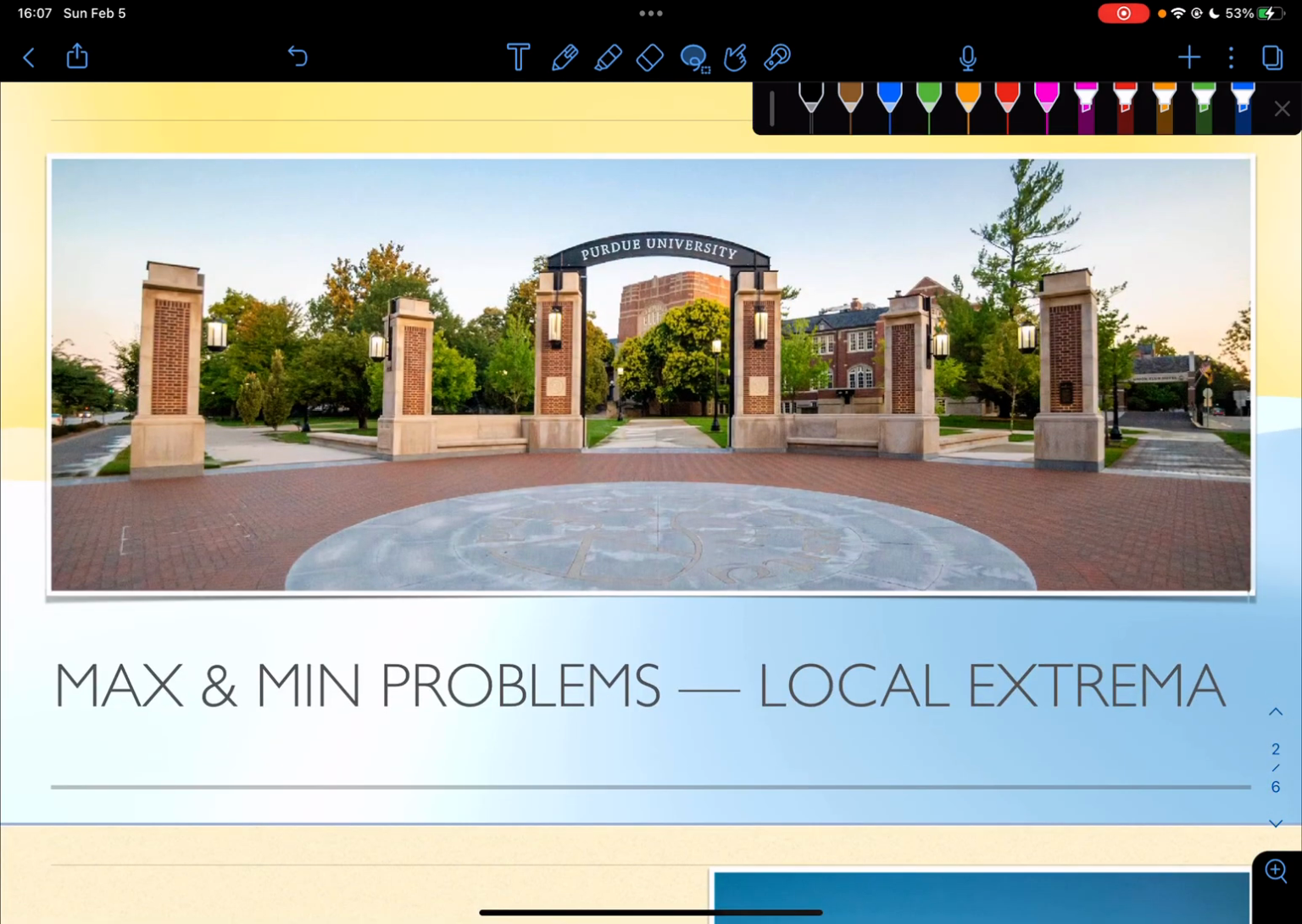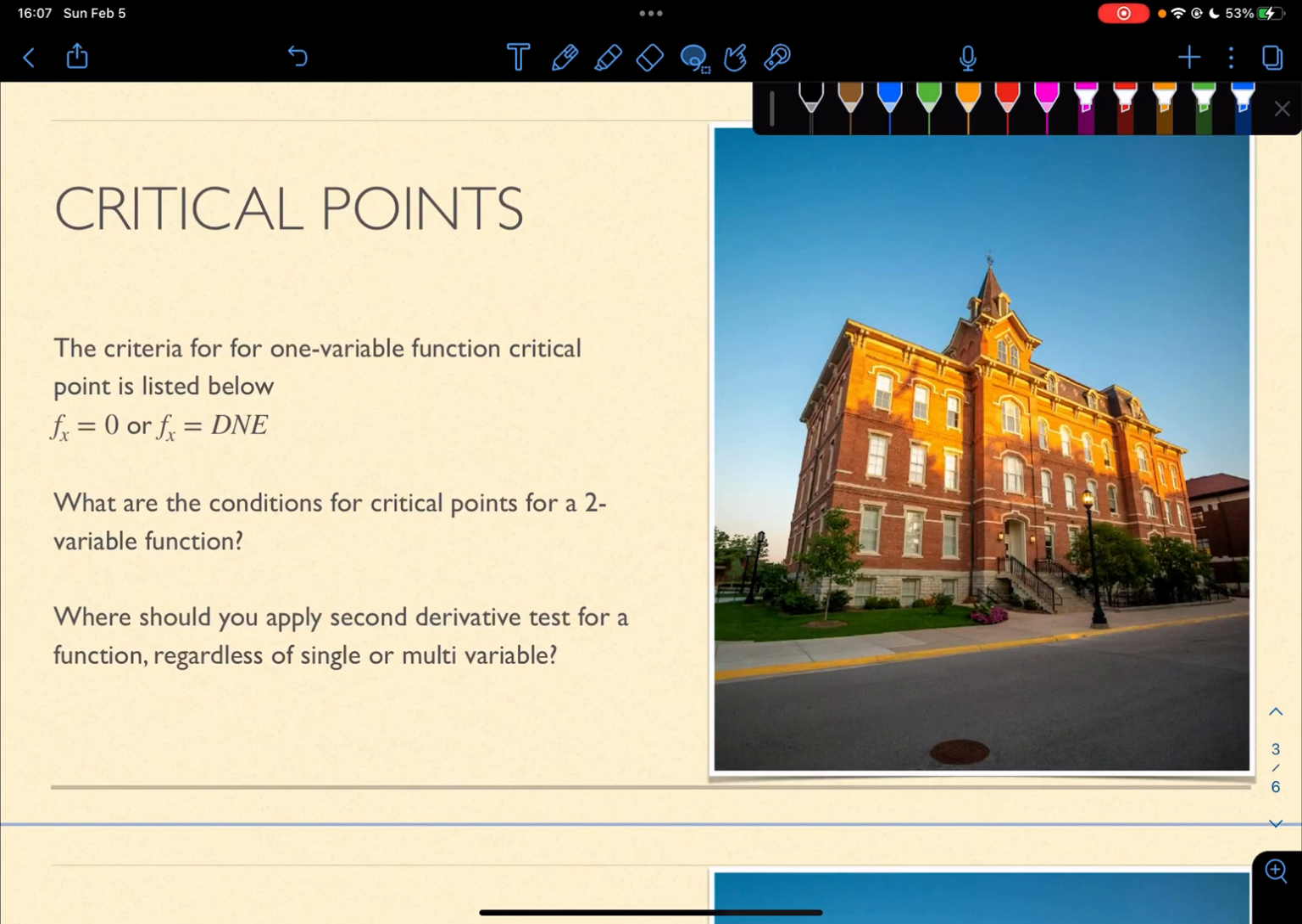And today we're going to be talking about maximum and minimum problems, and particularly local extrema. So let's talk about critical points. I'm sure you've heard of it.